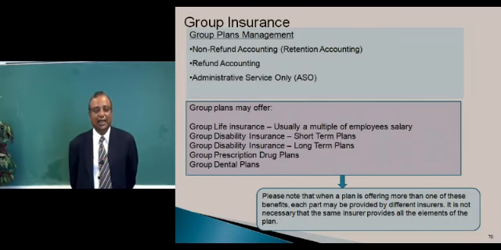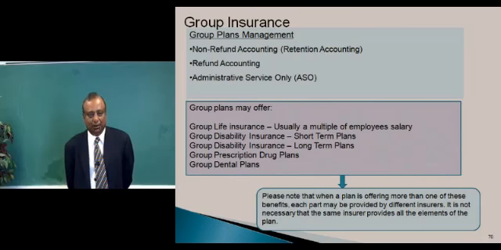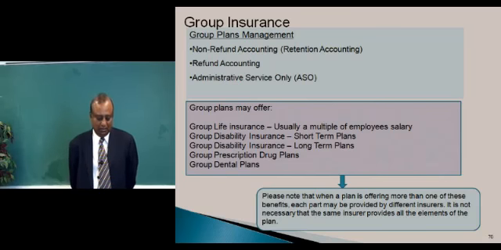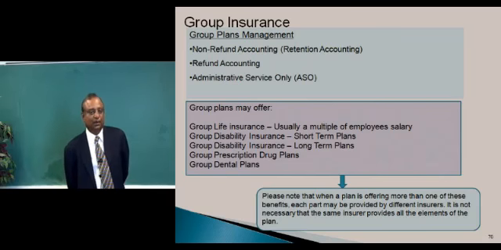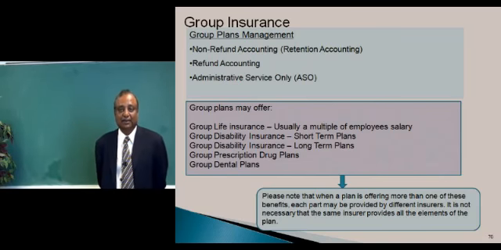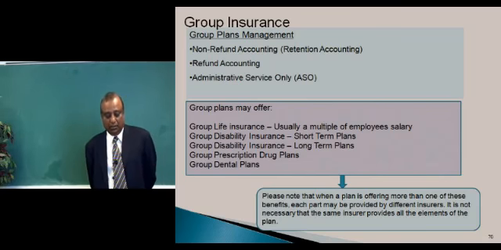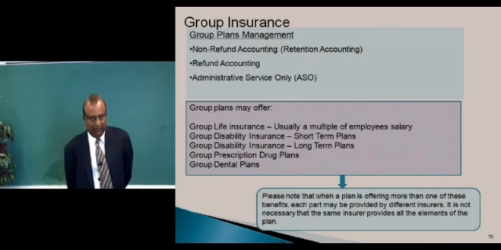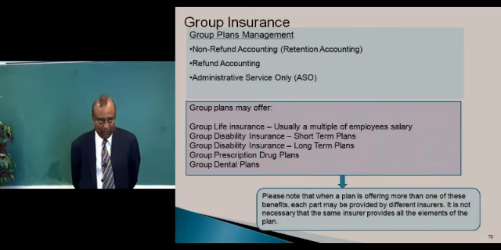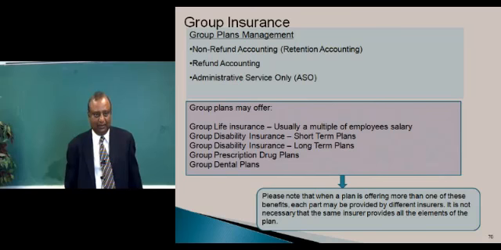Now the point is that when a company is offering all these things to the group, different insurers can be providing the different elements of the group plan. It's not necessary that the same insurer provides all the components of the group plan. Please understand this clearly. The group plan overall is administered by the company. They are the people who look after it, but they can buy it from different companies.